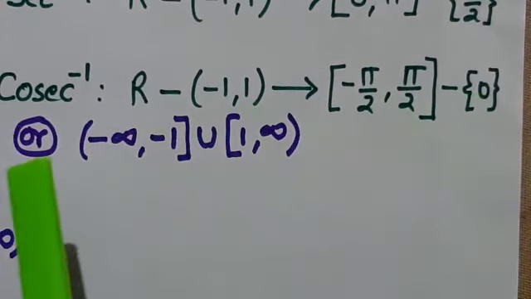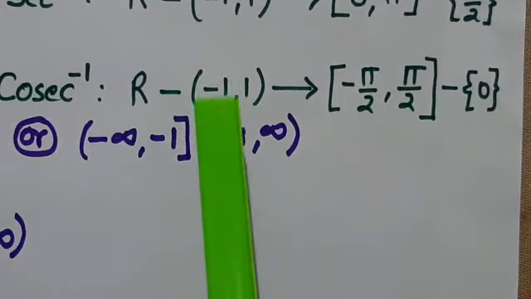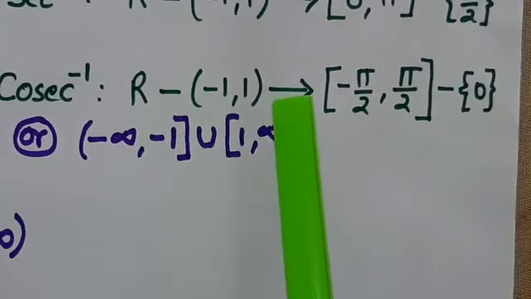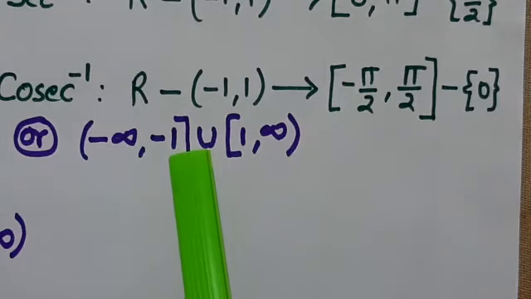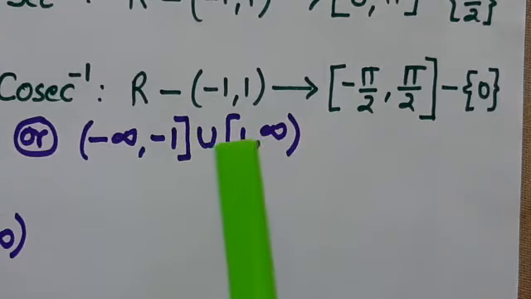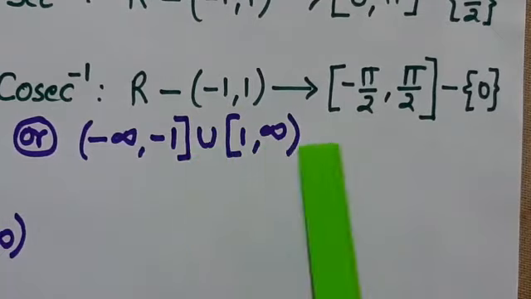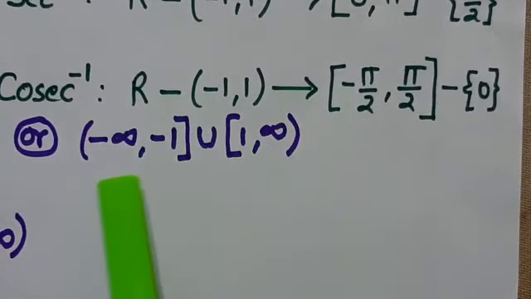This can be written as R minus the interval -1 to 1. This can be written as -infinity to -1, where -1 is included, and 1 to infinity, union of 1 to infinity. This value can be written in this manner also.